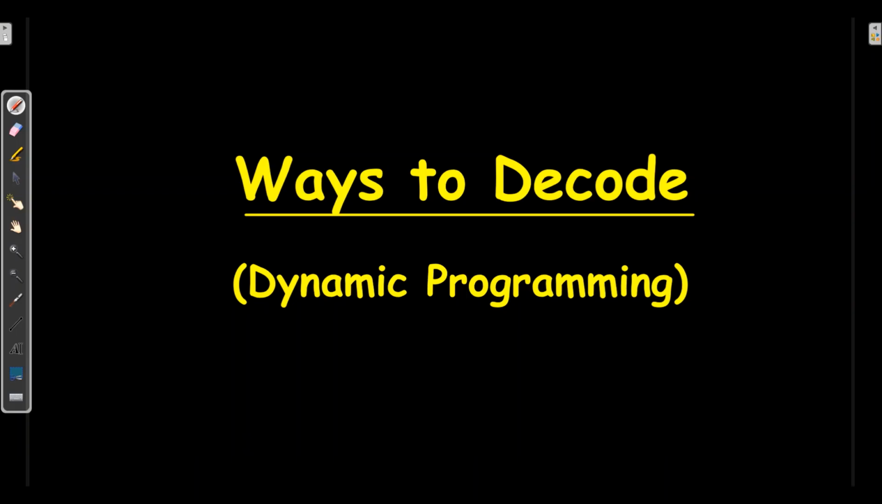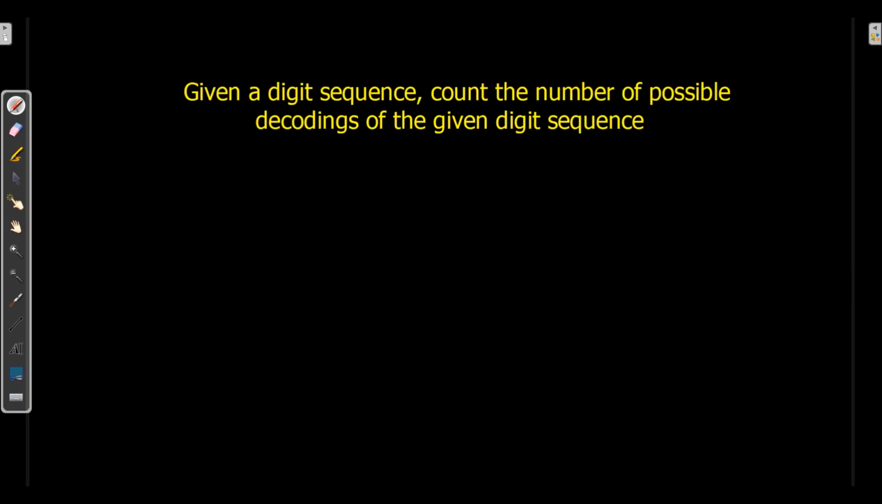So let's get started. First, the question is: given a digit sequence, count the number of possible decodings of the given digit sequence. Let's say, for example, 12, which is in string form. Here we need to check what are the ways to decode this particular digit.